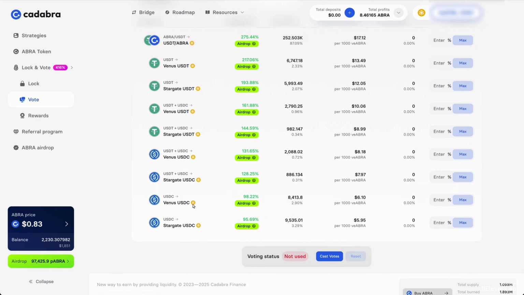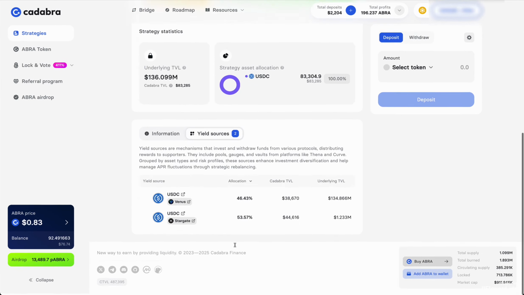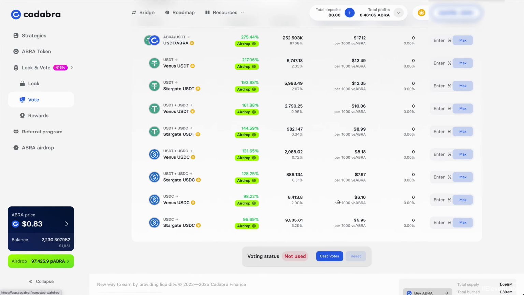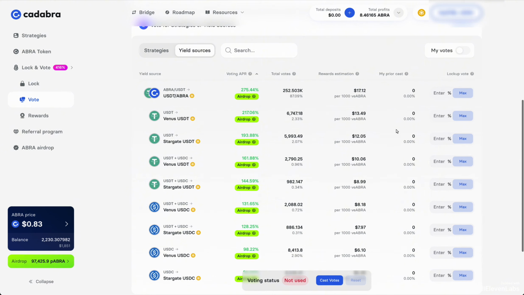That is, for example, using these two sources. If I give more votes here, but it's more beneficial to vote here, so this Venus and USDC will take a larger share here. So then liquidity will flow here. But in general, to put it simply, the voting mechanism is quite simple.